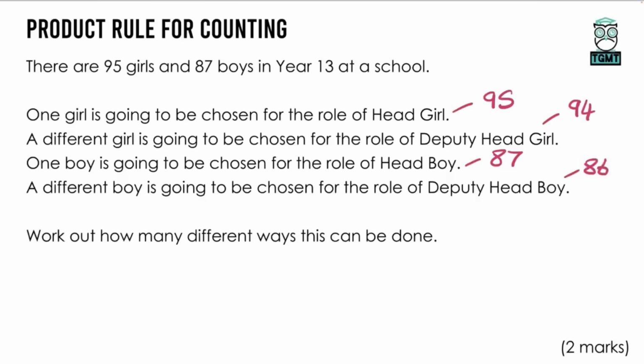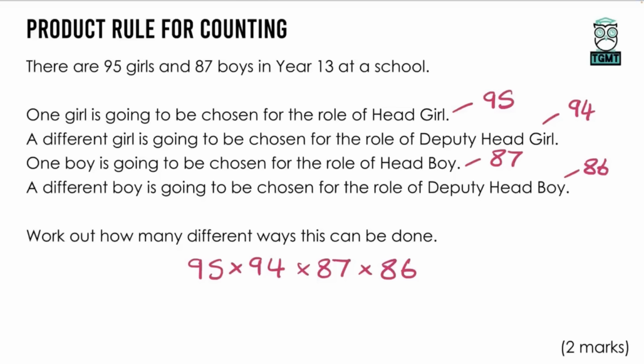With the boys, there is 87 boys, and once the head boy has been chosen, there will only be 86 choices. Now if we wanted to find the combination of the different girls that could be chosen, we'd just do 95 times 94. However, for each of those different combinations of girls, there is then one head boy which is going to be chosen, which means we need to multiply that by 87, and then there's 86 boys that could be chosen for the deputy head boy. So all we have to do is multiply all of these together, 95 times 94 times 87 times 86.